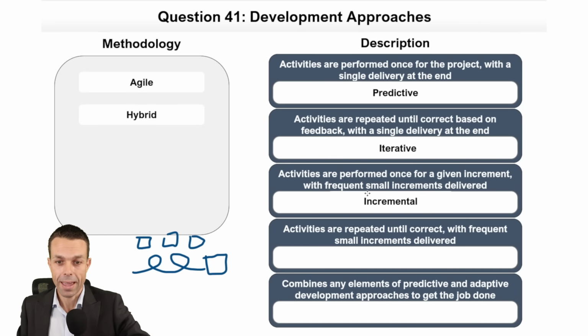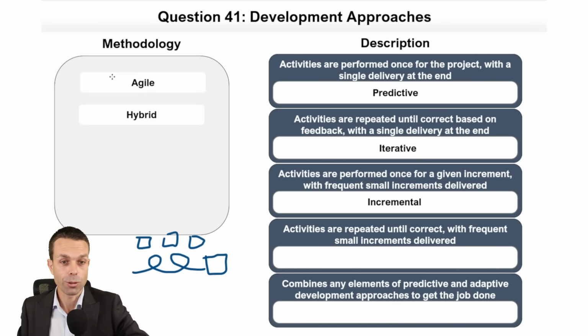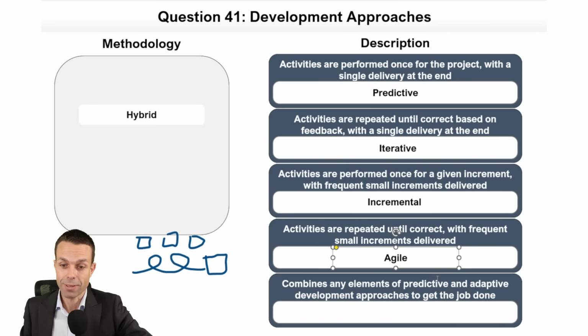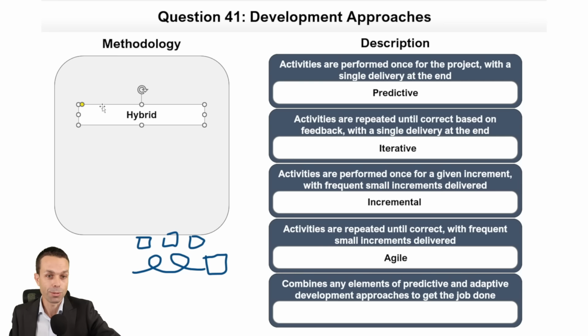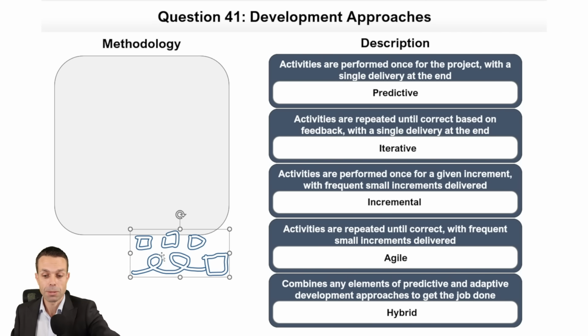Let's have a look. And activities are repeated until correct. So we've got a little bit of this. And then with frequent small deliveries, those two things are a combination to form Agile. So Agile is actually iterative and incremental at the same time. And lastly, combines any elements of predictive and adaptive development approaches to get the job done. That's our hybrid approach, and that could be using a waterfall method with Kanban boards and information radiators, or it could be doing an agile method with proper sponsor approval and change control. Depending on how you want to swing it, there's many, many different ways to look at it.